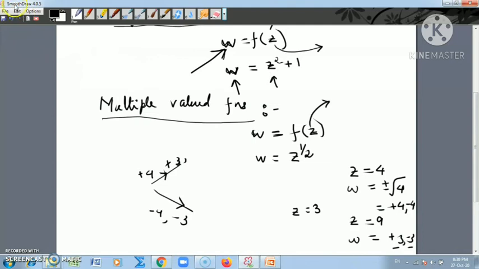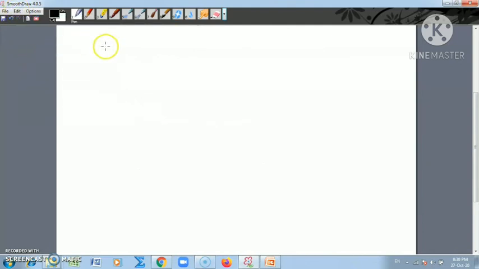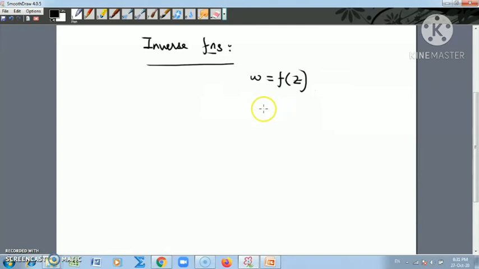Then comes the concept of inverse functions. Now what are inverse functions? Inverse functions are like this. It's just like this. See, we had z, we had w is equal to f(z). So then what is z from here? z is called like this, and this is called inverse function.